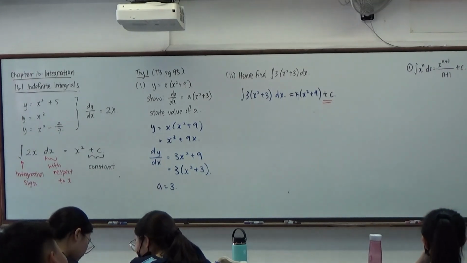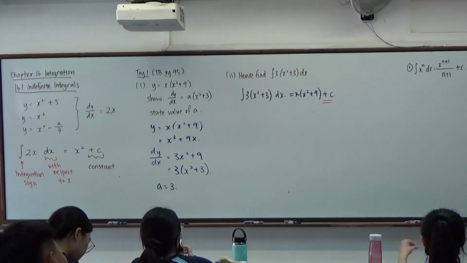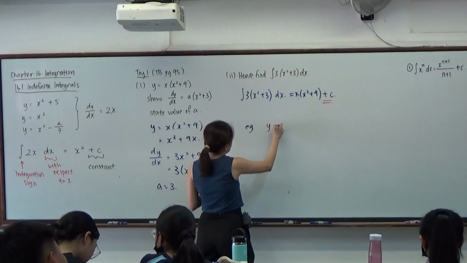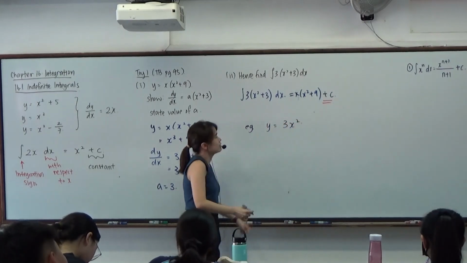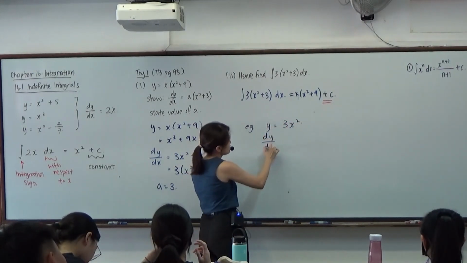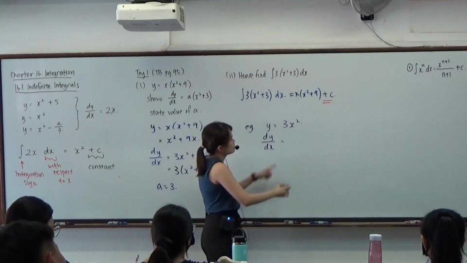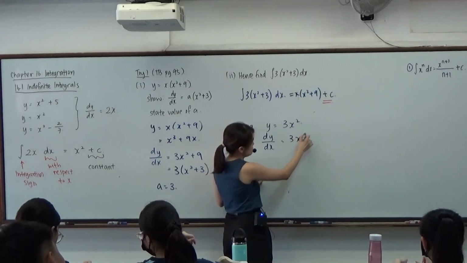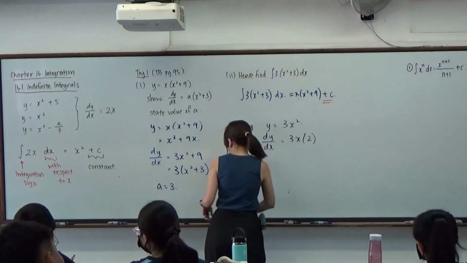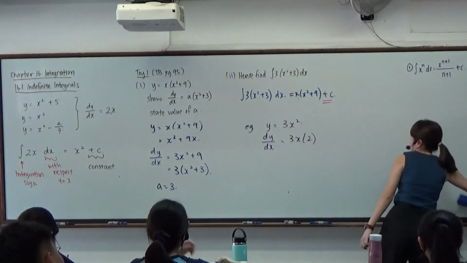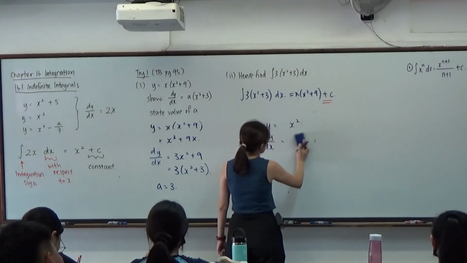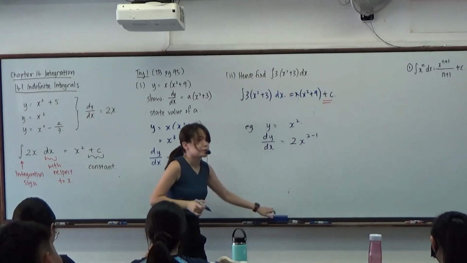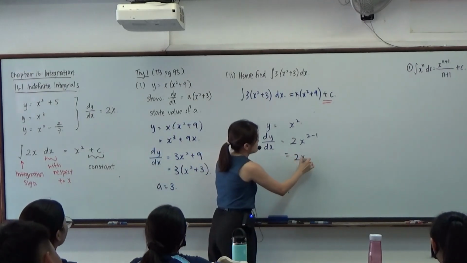First rule when it comes to integration. We know that if, as an example, y is equal to x squared, when I want to differentiate, what we do is bring the power down, then power minus 1. So that we will get the answer 2x itself.